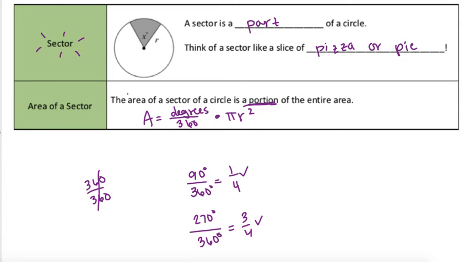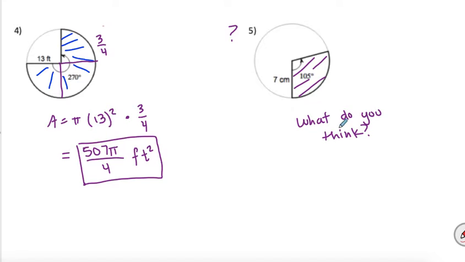So if we look back at number 5 here, what do we think? Well, I want 105 degrees of those 360 times the pi r squared. So I want 105 degrees of 360 of the pi, 7 squared. When I put that in my calculator, where I have 105 over 360 times pi times 7 squared, it tells me that this area would be 343 pi over 24, and that would be centimeters squared.